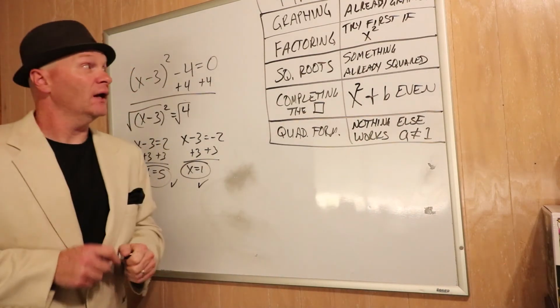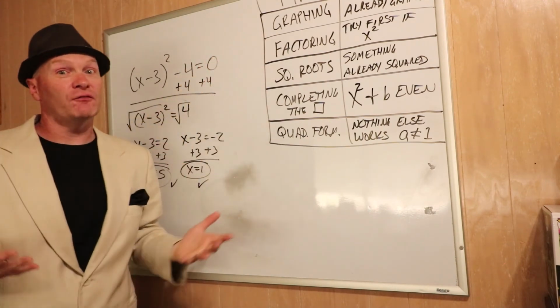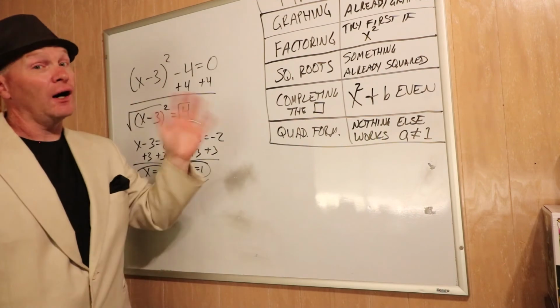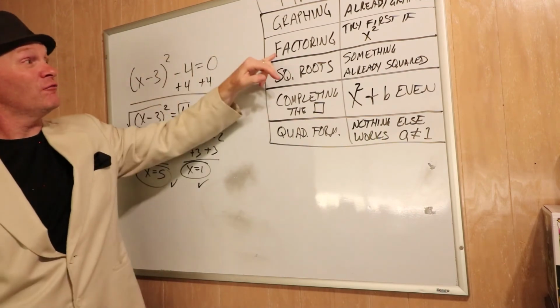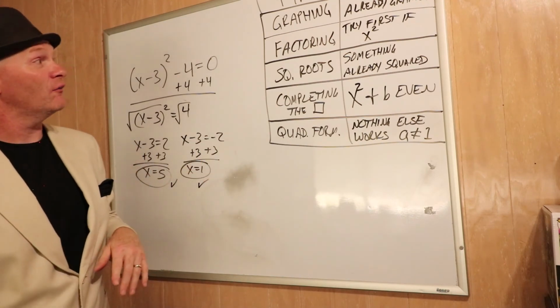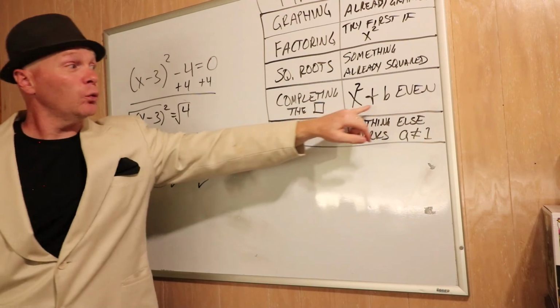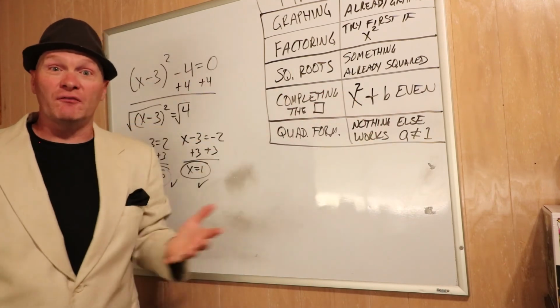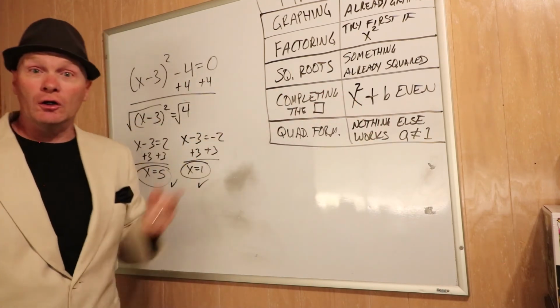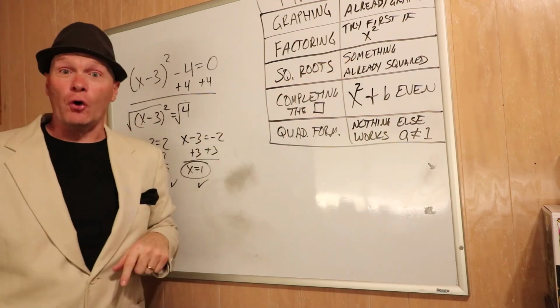That is it, okay? So you have learned 5 different ways to solve these. Graphing works great if the function is already graphed. Otherwise, I wouldn't try that one. Factoring you should try first, especially if it's just x squared at the front. Sometimes factoring doesn't work. If it doesn't work and b, the number in front of the x, is even, you could complete the square. Square roots works great if something is already squared.